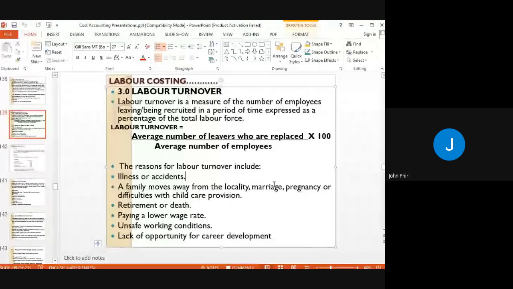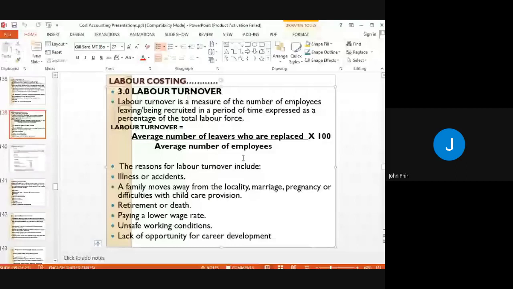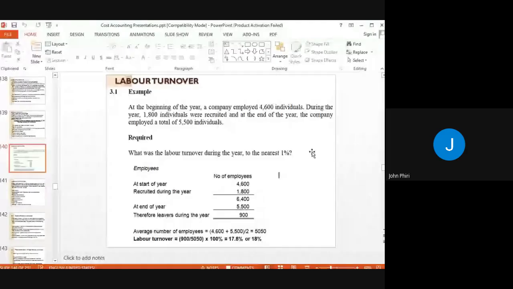Turnover is about people leaving the organization, and then the average number of leavers who are replaced divided by the average number of employees. Then we might multiply that by 100 to get a percentage. Okay, then there's an example of how to calculate labor turnover.